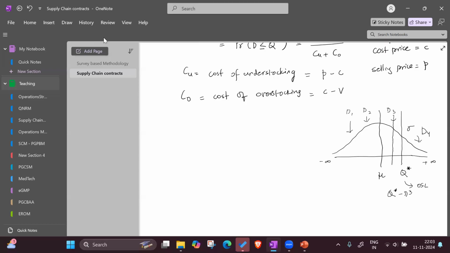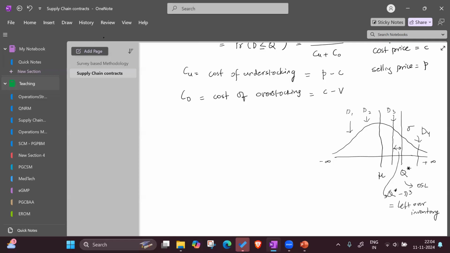On the other hand, if, let's say, for example, the demand happens to be D4, right? So this particular thing, in this particular case, is going to be the leftover inventory. Right? This will happen when my demand is going to be D3. But if my demand is going to be D4, right?